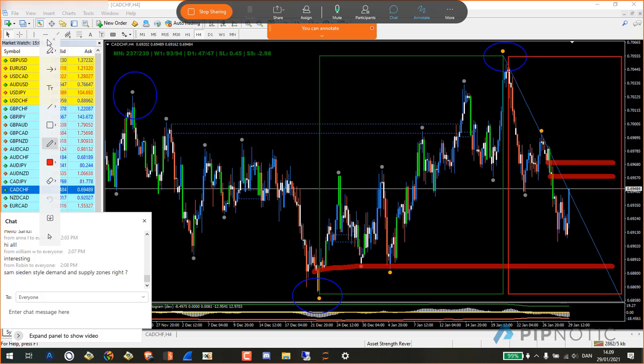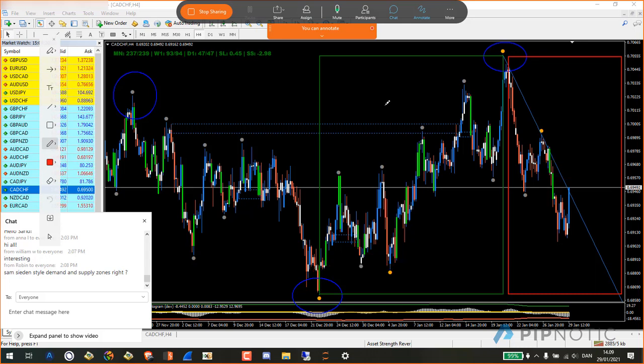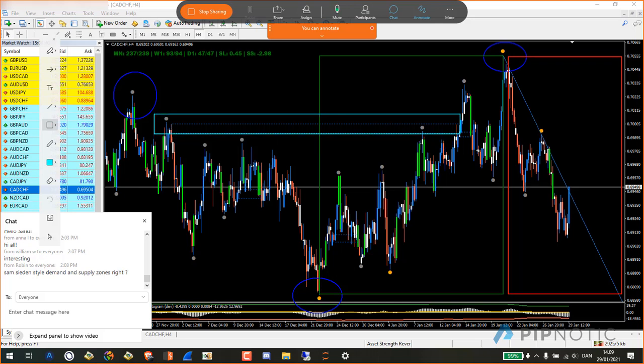Sam Seiden style supply and demand. I think, I mean, I don't know the specifics of Sam's material, but I mean traditional supply and demand in that you have, let me mark these off. Okay, let me change colors. Let's just mark here. So when you have, I mean, I wrote this software that does this stuff for me, but you have an area like this, and it marks it off.